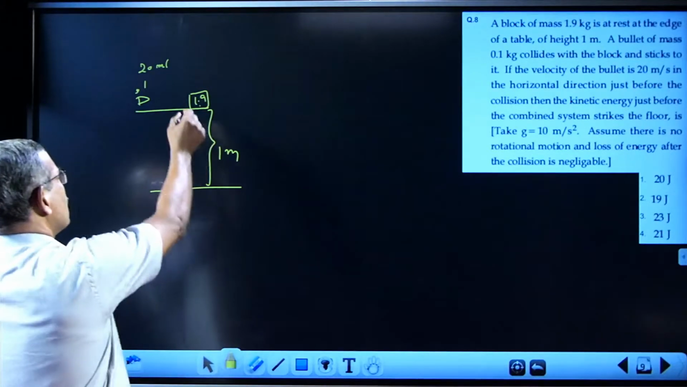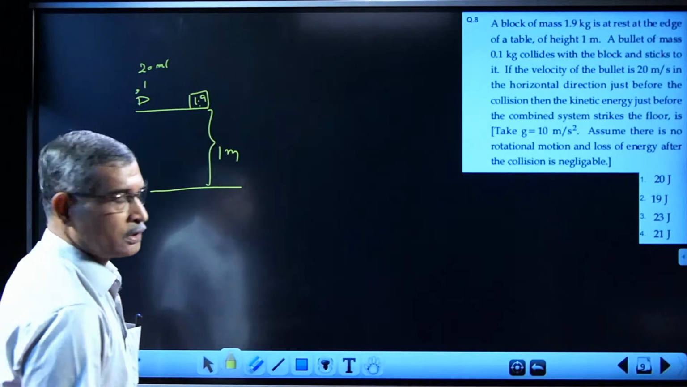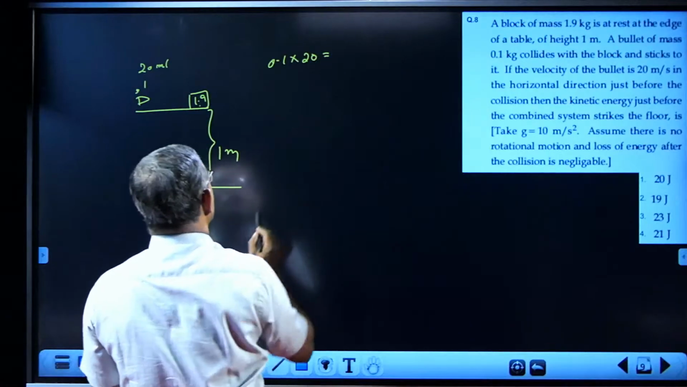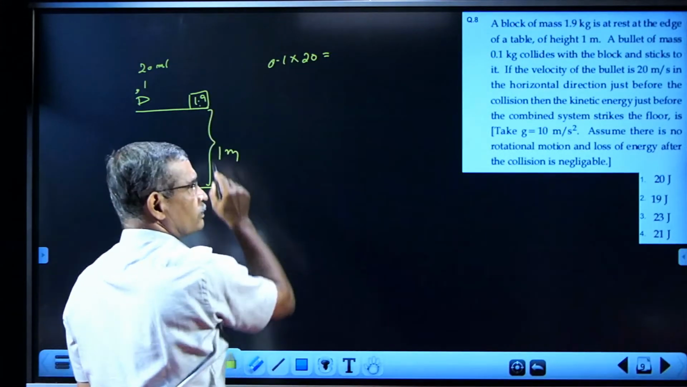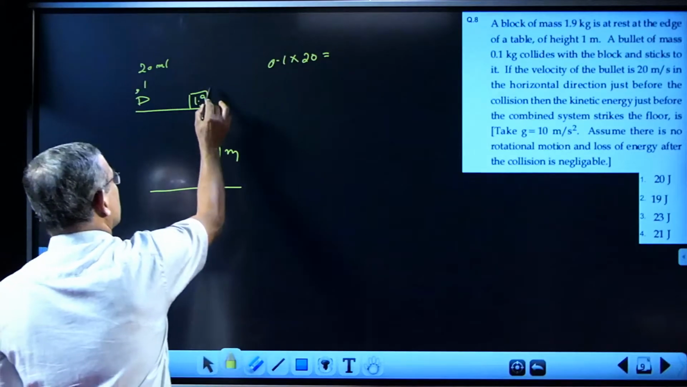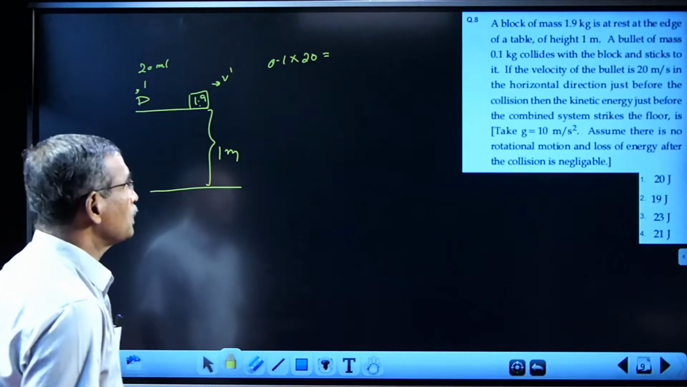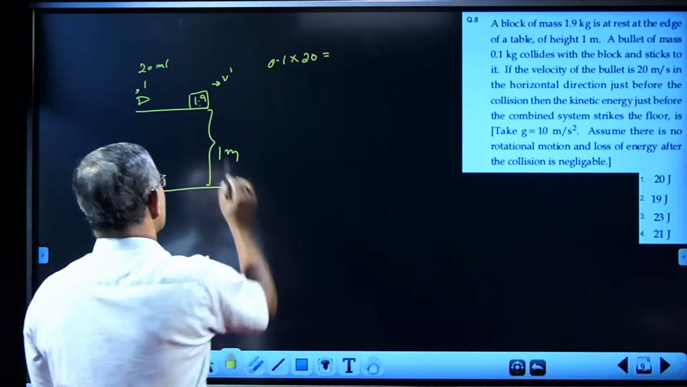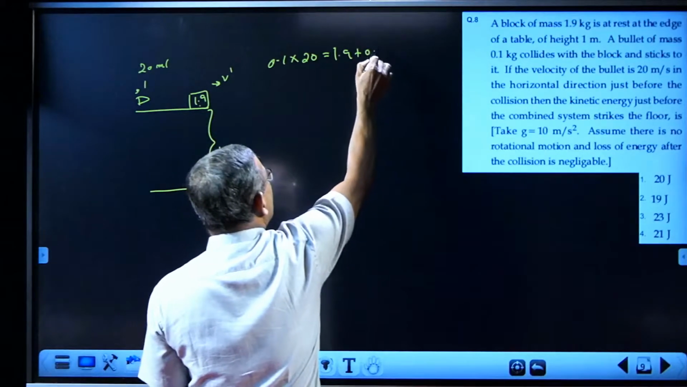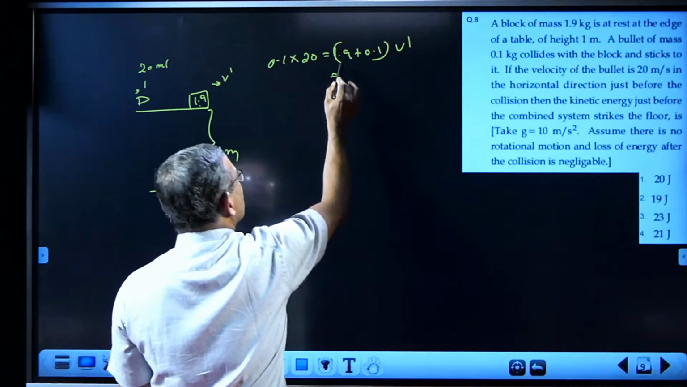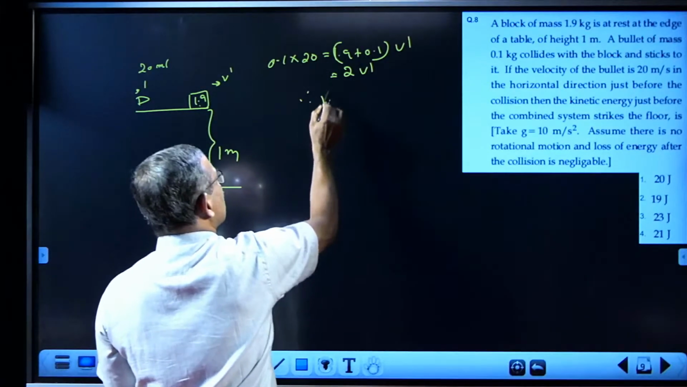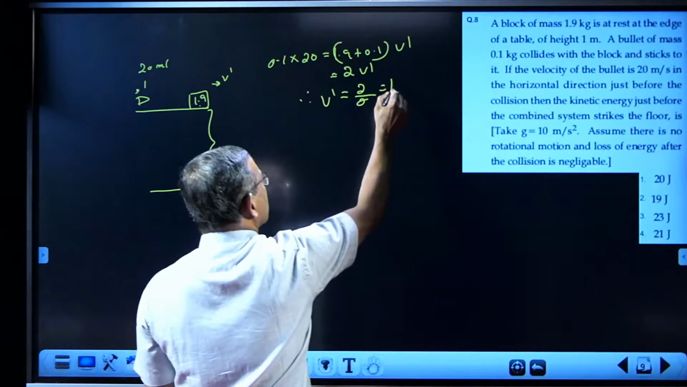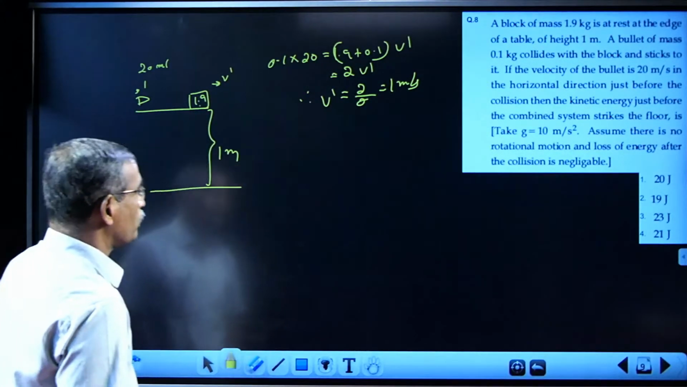Now we have to calculate the velocity of the combined mass, for which we write down conservation of momentum. 0.1 into 20 is equal to, after collision, the velocity becomes v dash. The total mass after collision, as the bullet is embedded inside, is 1.9 plus 0.1, which is 2, so 2 v dash. Therefore v dash is equal to 2 by 2, which is 1 meter per second. The velocity of that body you got.